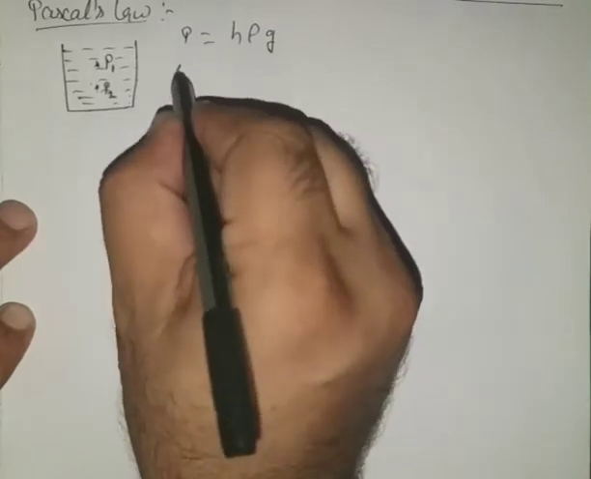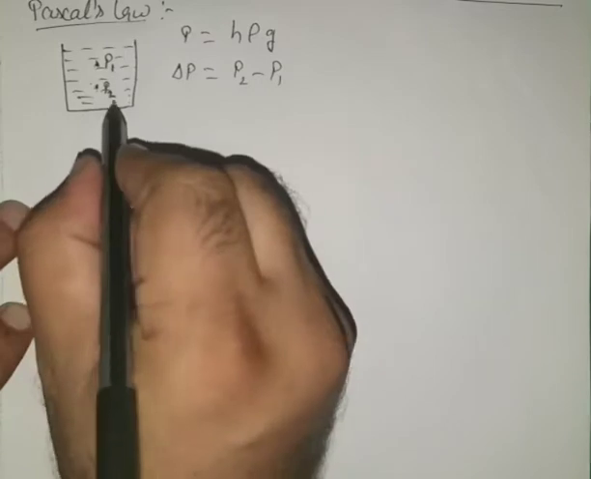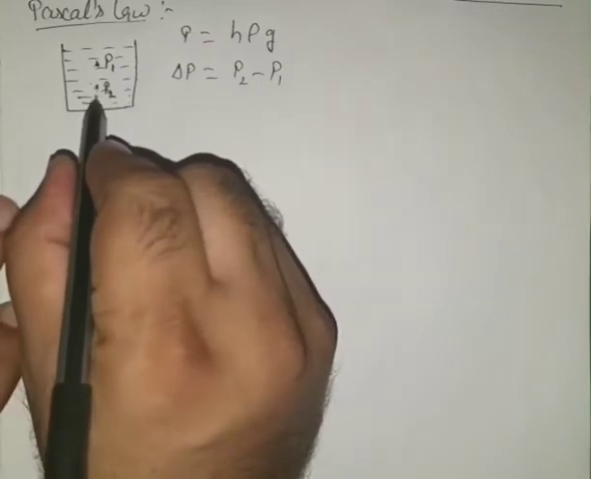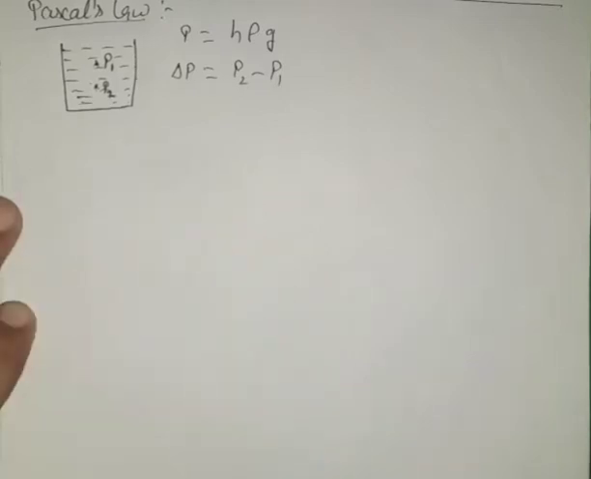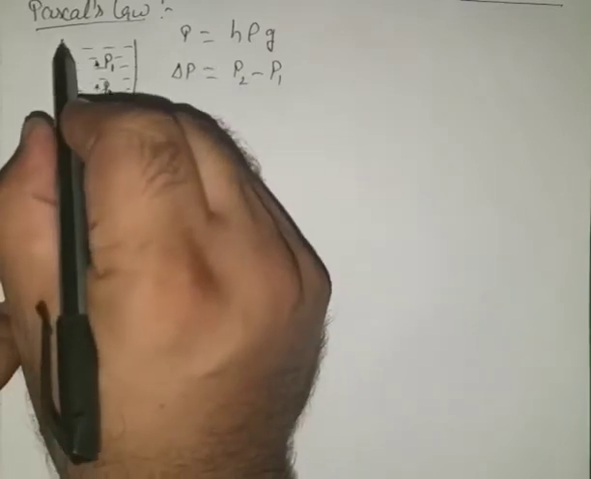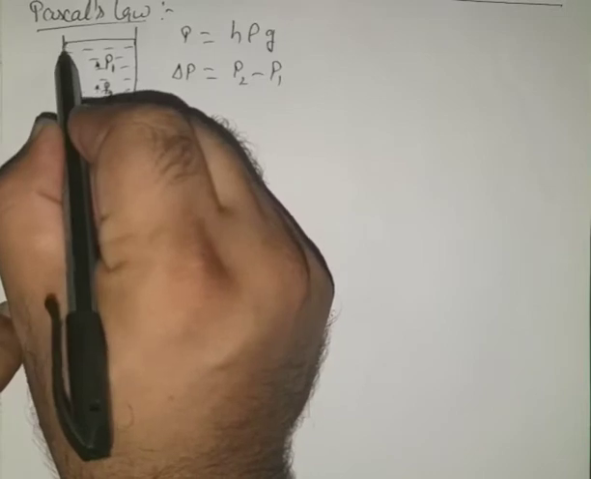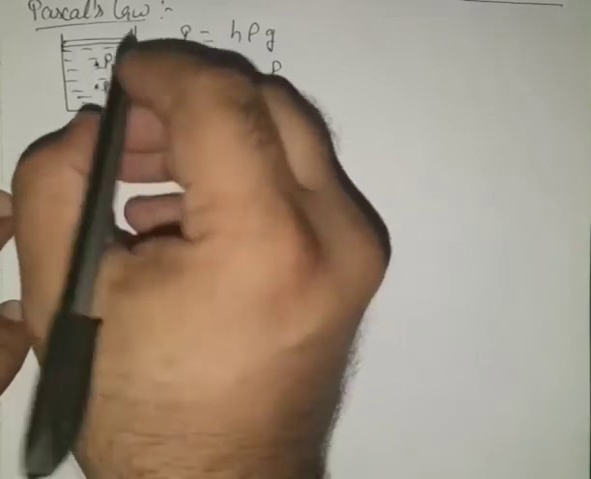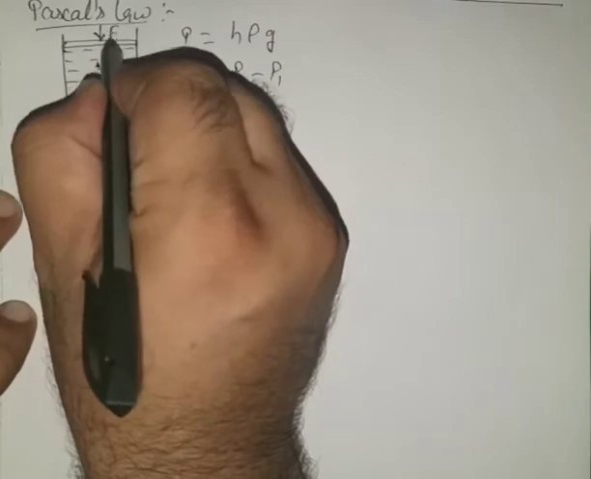Then the difference between these two pressures, delta P, will be equal to P2 minus P1. Since P2 is at greater depth, more height from the surface, it will have more pressure than this point P1. Now let us say that I arrange something to increase the pressure here, so I am using a piston here. Piston means something that can move. Let us say that I have some piston here and I press this liquid with some force.